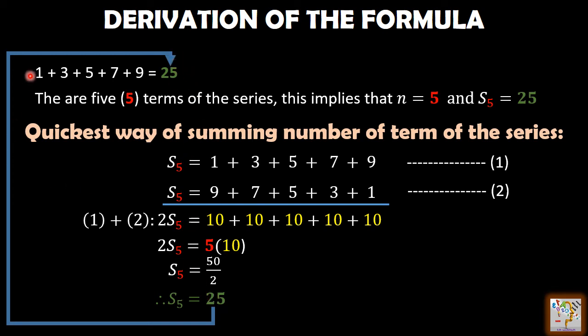So instead of saying 1 plus 3 plus 5 plus 7 plus 9, what did I do? I just write the series, then write it in reverse. After writing it in reverse, you add the original and the reversed one. Then the common sum that you get here, you multiply it by the number of terms, and then you divide both sides by 2. Then you get your 25.